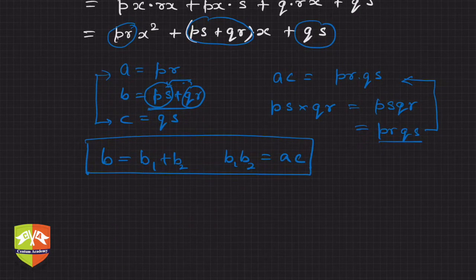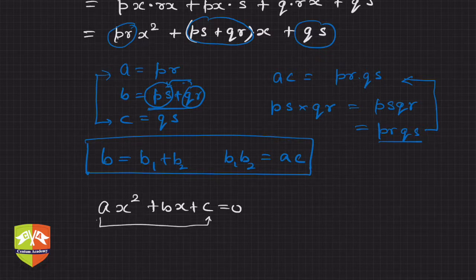So what do you need to do in any such case? Repeating it once more: for AX square plus BX plus C equals 0, multiply A and C. First find A and C, so you get AC. Now split B. You'll ask how to split it, what is the rule? Initially you have to use a lot of trial and error, but there is a rule also, and I will take examples to understand it better.